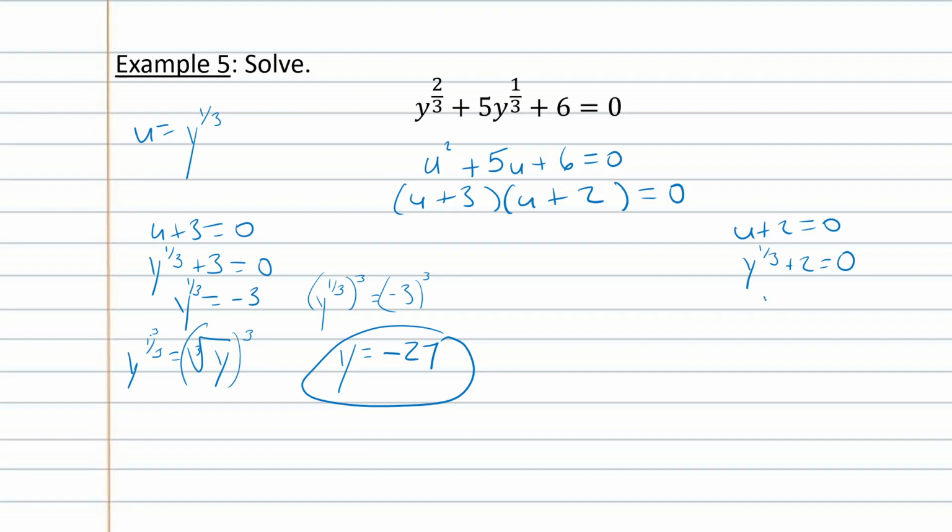Well, here, it's going to be y to the 1/3 equals -2. Once again, I can just cube both sides. Well, let's look at -2 cubed. -2 times -2 is +4 times -2 is -8. So I have two solutions here. I have y equals -27 and y equals -8. Now this pretty much completes what we're doing for this lecture.